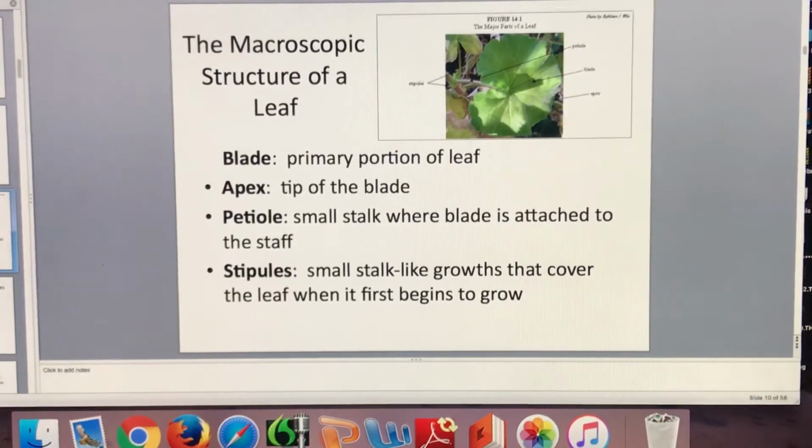And then you have these stipules. See these tiny projections here? They sort of look like baby leaves. They're little stalk-like growths that cover the leaf when it first begins to grow.